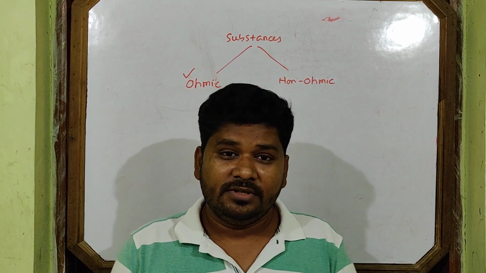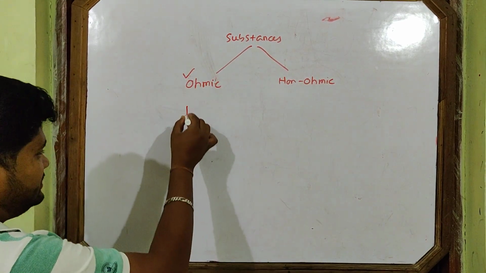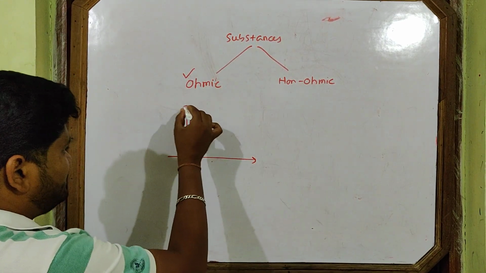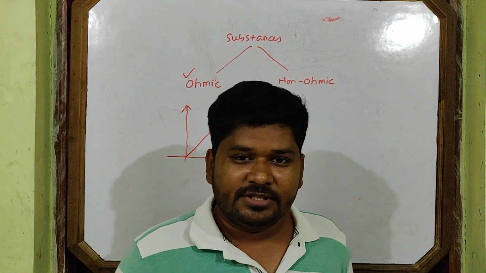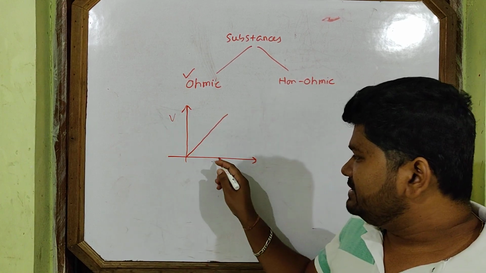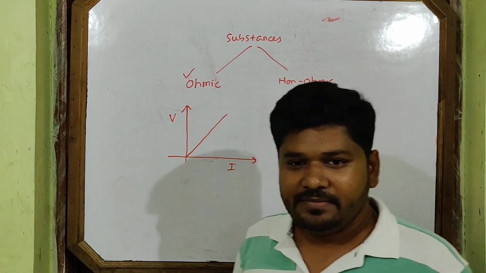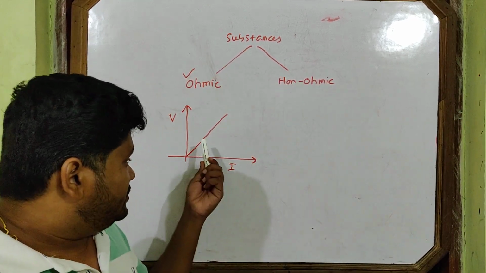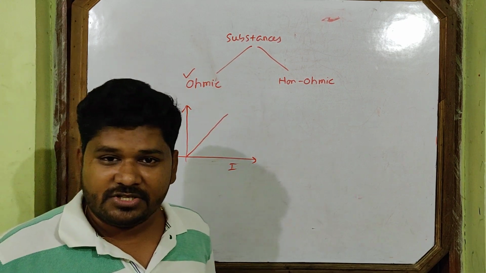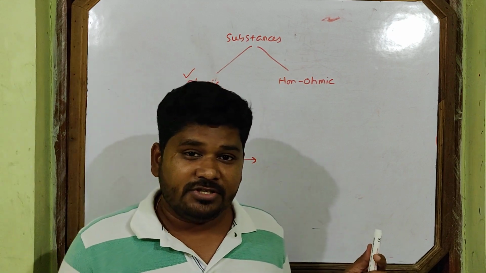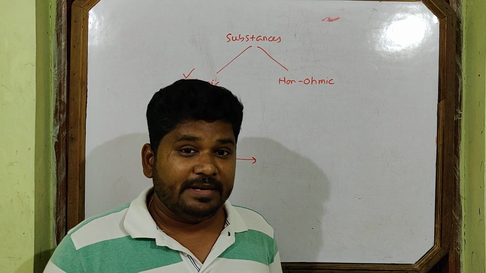Obeying Ohm's law means V is proportional to I. Then how will the graph look? For substances that obey Ohm's law, the graph will be like this. This is the graph. V, this is I. Or you can take I here and V here, no problem, only the slope will change. So this is the ohmic substance. The substance which obeys Ohm's law is called an ohmic substance. This is the graph of an ohmic substance. The graph will be a straight line.